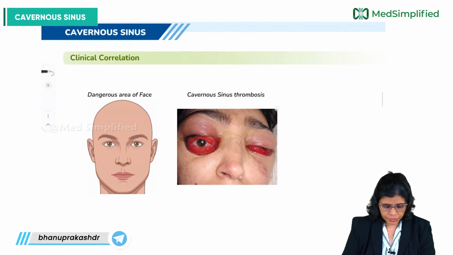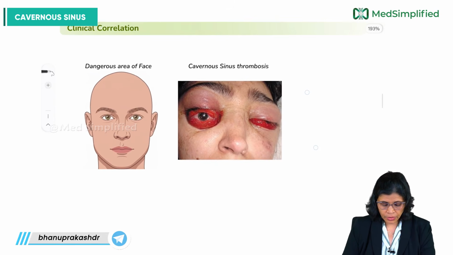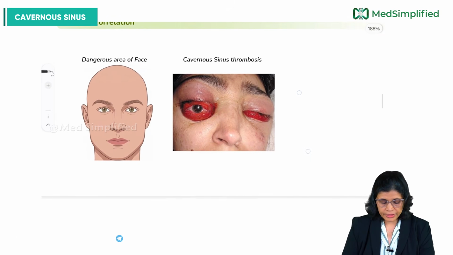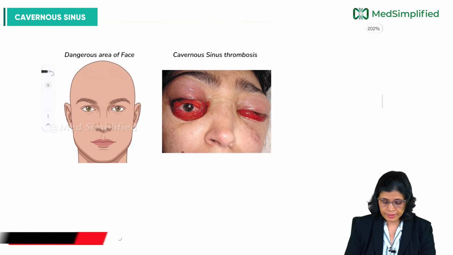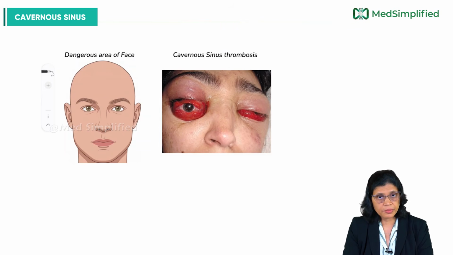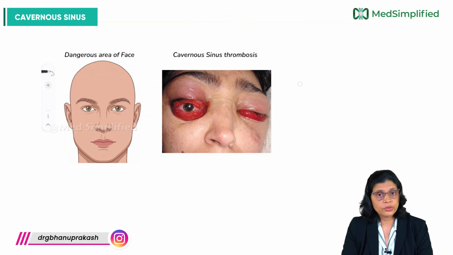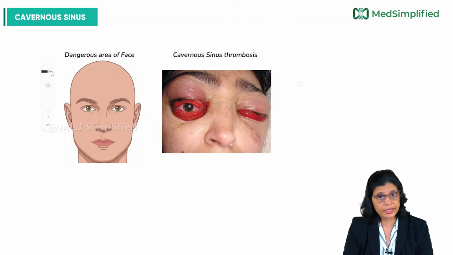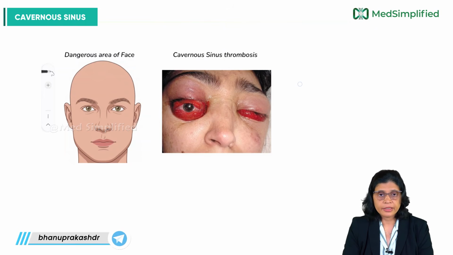Then moving on to the clinical correlation. So the septic thrombosis, which we call the cavernous sinus thrombosis, is a very common condition because of the spread of infection from the extracranial side. So usually the dangerous area of the face and the orbit, these are the sites mainly, as well as the nose area, that area which we call the dangerous area. Through these places the infection can spread to the cavernous sinus. So already I told you how the communication is there. So for the upper face, it is the angular, the superior ophthalmic vein. So that is how it can go to the cavernous sinus.